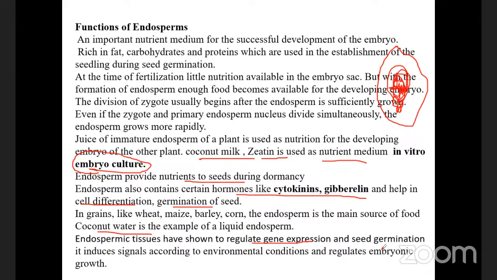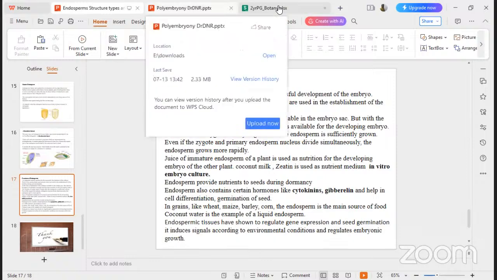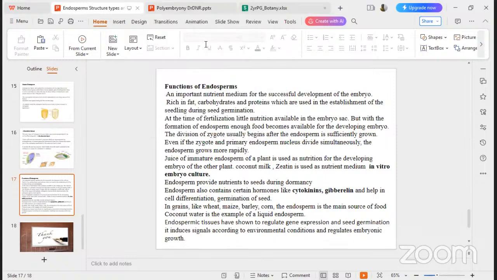Okay, there is the endosperm structure and endosperm types: cellular endosperm, nuclear endosperm, helobial endosperm, ruminate endosperm, and aleurone layer. These all we have studied. Have you listened to all this?